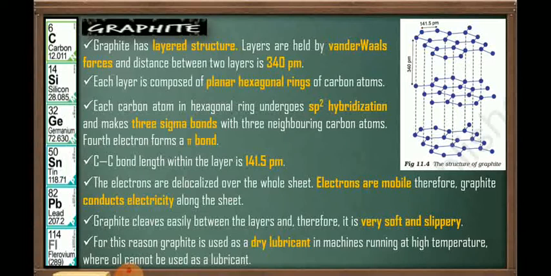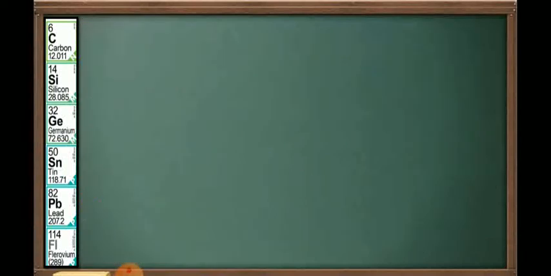Each carbon is bonded to 3 other carbon atoms with a sigma bond, and the fourth electron forms a pi bond. Since the electrons are delocalized and moving, graphite conducts electricity. Due to the layer structure, graphite is very soft and slippery. Clear? Okay. So these are two allotropes of carbon, diamond and graphite.